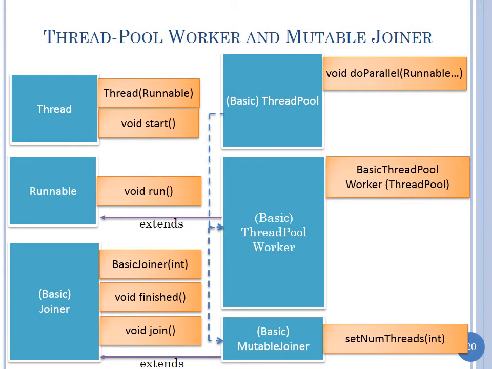A doParallel is called in one serial execution, then a doParallel is called in another serial execution. And this basic thread pool worker should be able, in its run method, to switch between the runnable passed to one doParallel and the runnable passed to another doParallel. That is the key. So somehow, in each iteration of the loop, it needs to know what my current runnable to execute is.